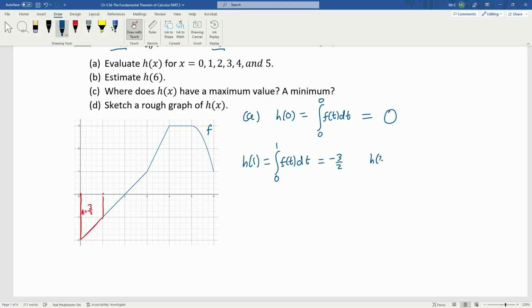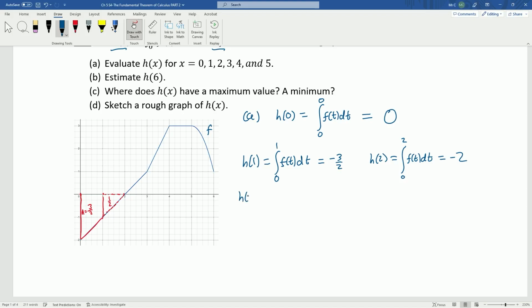Now we'll take a look at h of 2. So that's the integral from 0 to 2 of f of t dt. And so now we look a little bit further. We look at this part as well. And the area here is 1/2. So we got 3 halves plus 1/2. That's 2 total. But again, it's negative. It's under the axis. That's negative 2.